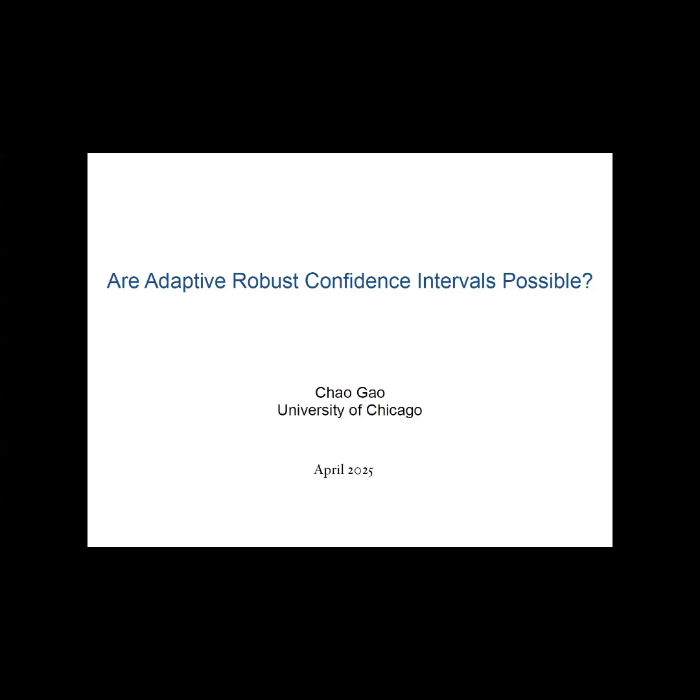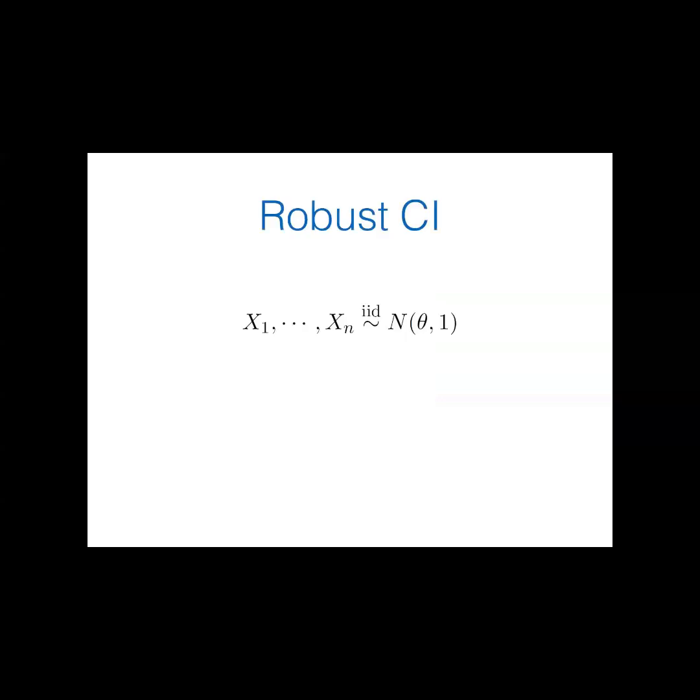So this is about construction of robust confidence intervals. It is joint work with my wonderful collaborator, Yuetian Luo, who is currently a data science postdoc at U Chicago. He has been doing some amazing work during the past 2 years, and he will join Rutgers as an assistant professor very soon.